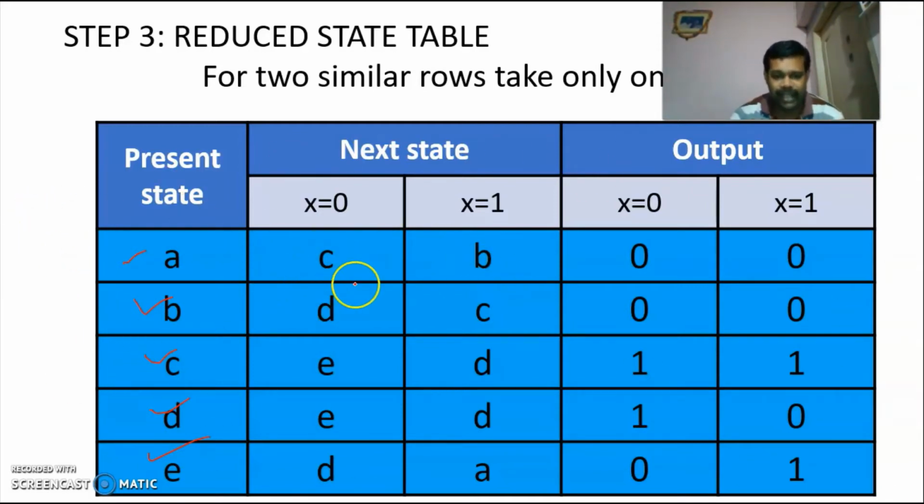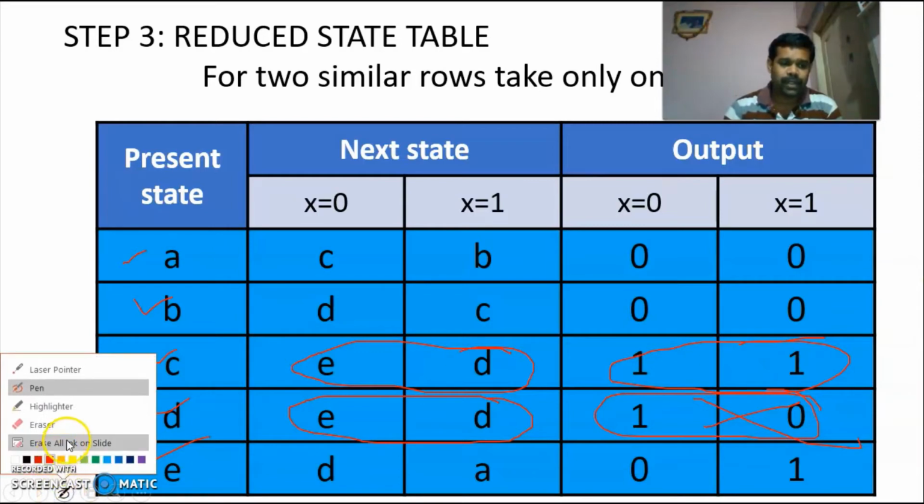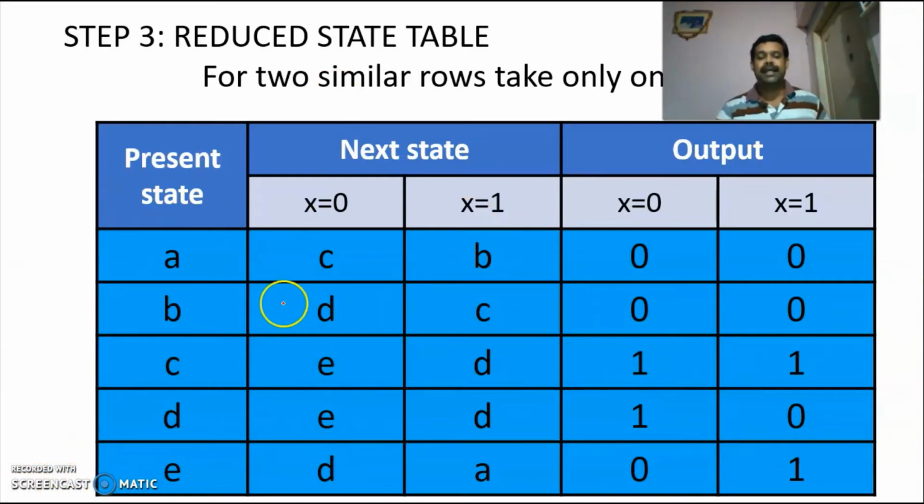Again we are checking whether there is any possibility of equivalent states. Here C, any other? No. Here D, any other state having D? No. Here you are having E. Here you are having D. C and D have the same next state, but their outputs are different. Here it is 1 1 and here it is 1 0. So they are not equivalent. So equivalent means same next state as well as same output. So we have reduced the 7 states to 5 states.